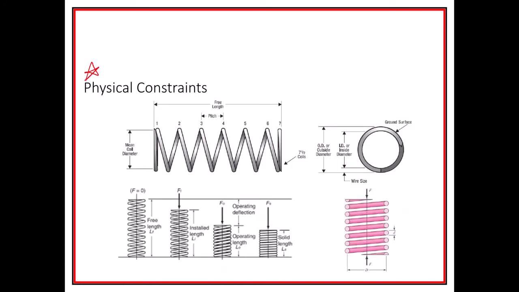For physical constraints, one of the primary things that we're going to run into is the number of coils, and the counting of the coils. Here they show that these are 7.5 coils that are part of that, but we have to think about how many active coils there are. That's another part of the constraint. So there are the actual physical number of coils, and then there's the number of active coils, and we'll talk about that in a second.